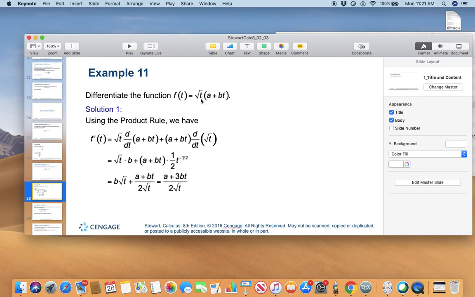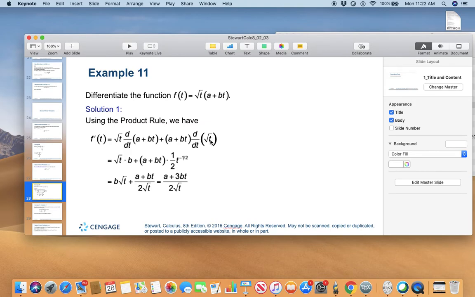So for instance, here is square root t times (a plus bt), where a and b are some real numbers. You could use the product rule, right? So that is one at a time. Take square root t outside, times the derivative of the second piece, plus the second piece as it is, times the derivative of the first piece. a being constant gives me 0. The derivative of bt is b because the derivative of t is 1. So root t times b, that's what I get from the first piece, plus (a plus bt) as it is.